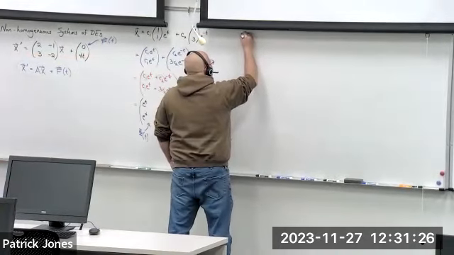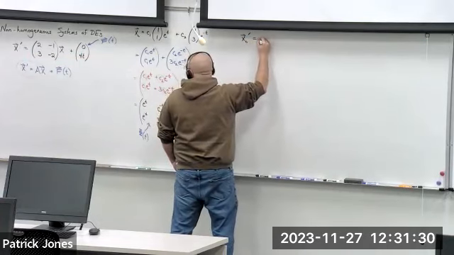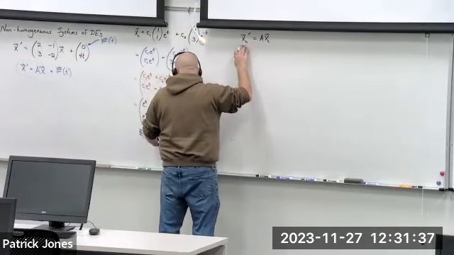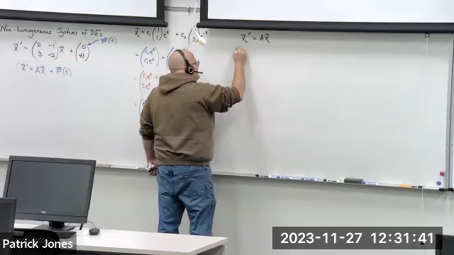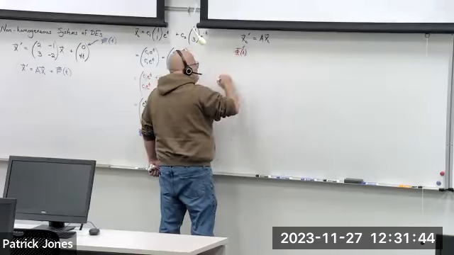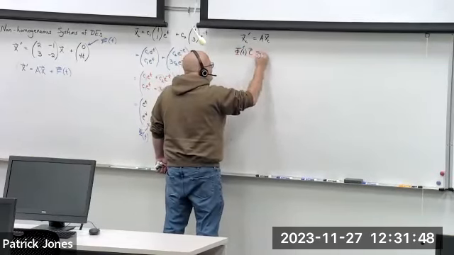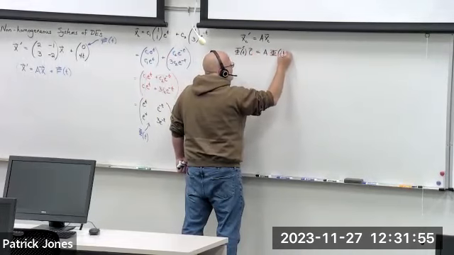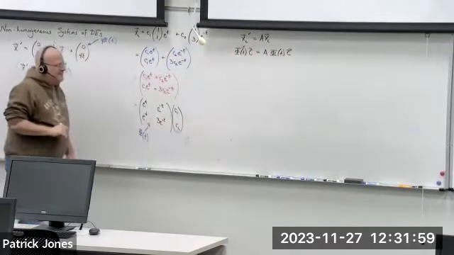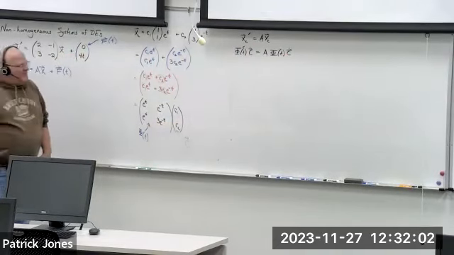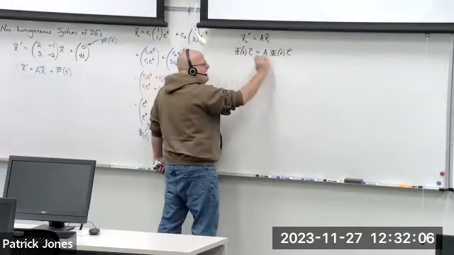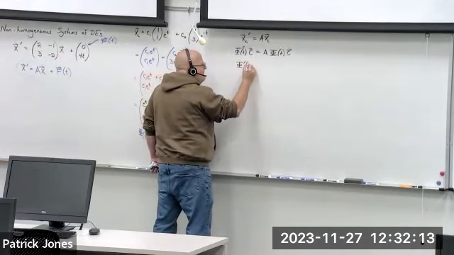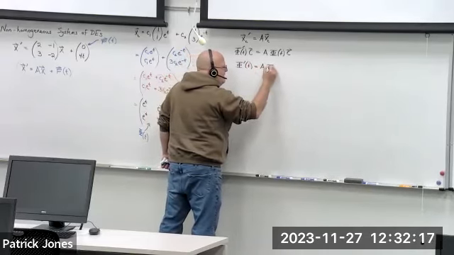Well, in general, we've got x_c prime equals A x_c. The x_c prime is really just going to be phi prime times c vector equals A phi times c vector. But then, because this has to be true for any constant vector, I can get rid of that part. My phi prime has to equal A phi.